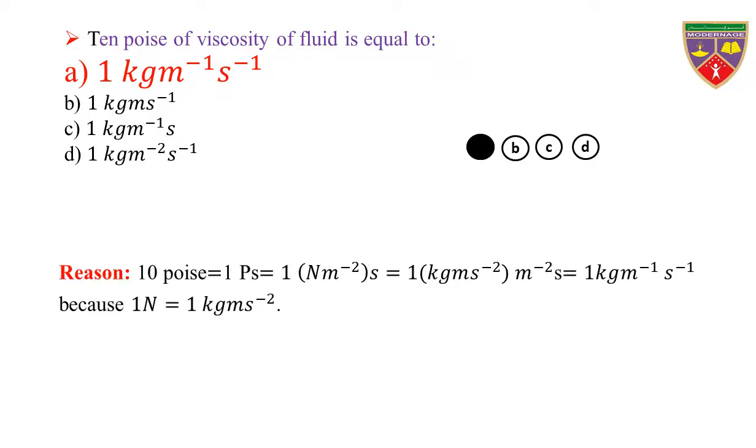Reason: 10 poise is equal to 1 Pascal second, which is equal to 1 into Newton per square meter into second, which is equal to 1 kilogram meter per second squared into per square meter second, which is equal to 1 kilogram per meter per second, because 1 Newton is equal to 1 kilogram meter per second squared. Hence, 10 poise is equal to 1 kilogram per meter per second.